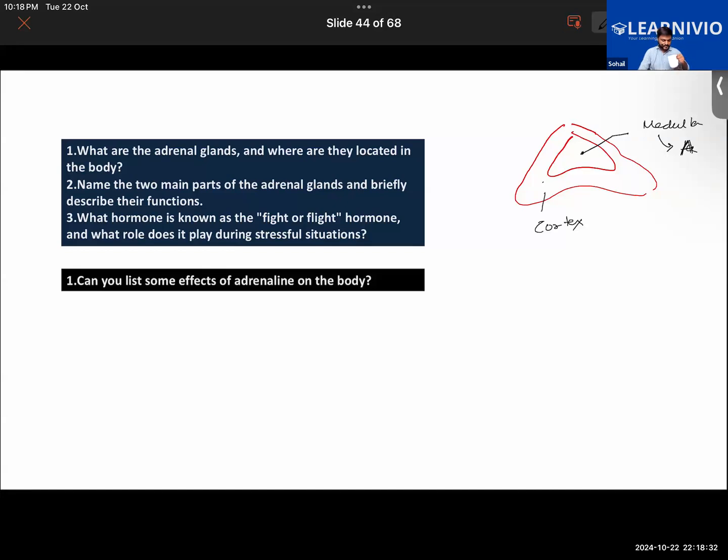Adrenal glands. The hormone, not the gland. Adrenaline. Okay. And what role does it play during a stressful situation? It provides you with energy. But first, what will it do? First, it will increase the blood pressure and heart rate. It will also enhance the supply of blood to our muscles, right? As the supply of blood to the muscles increases, we will feel energized.